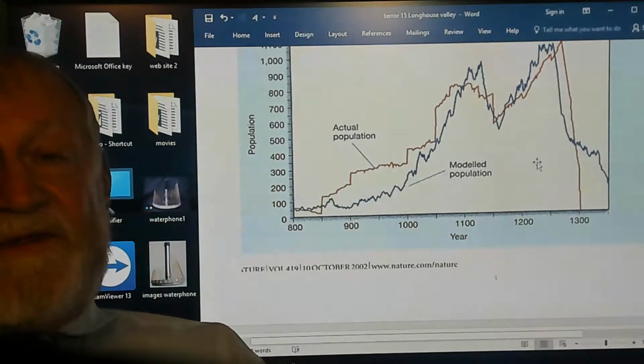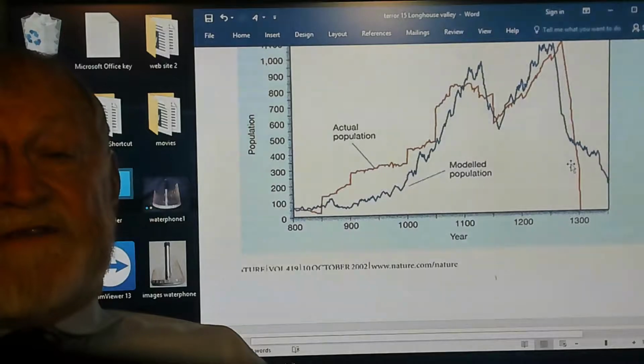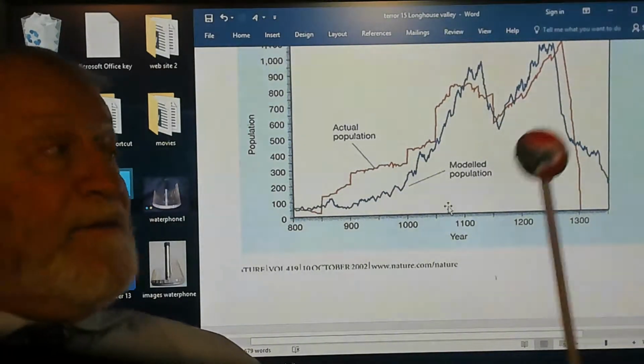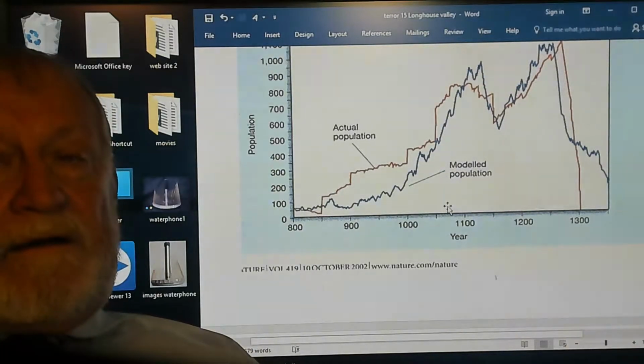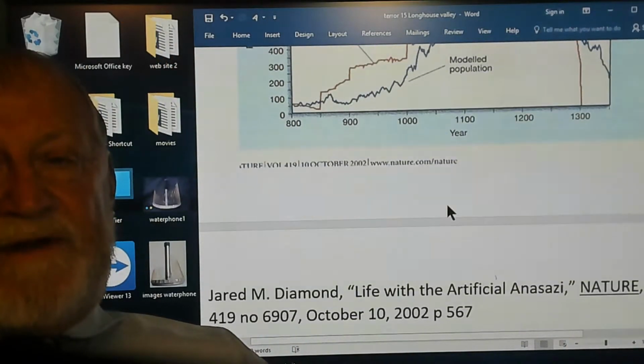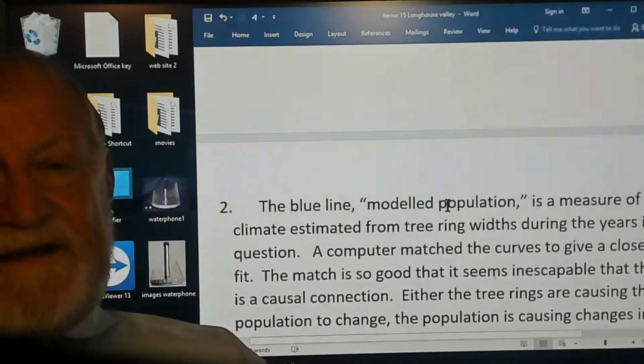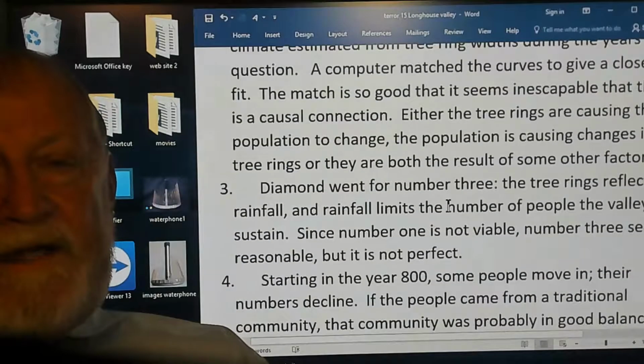And then here toward the end, the population goes to zero, and tree rings taper on down to about the general level they were at the beginning. All right, so people are cultivating trees deliberately or accidentally, just incidentally.